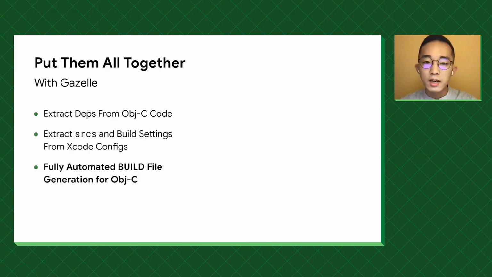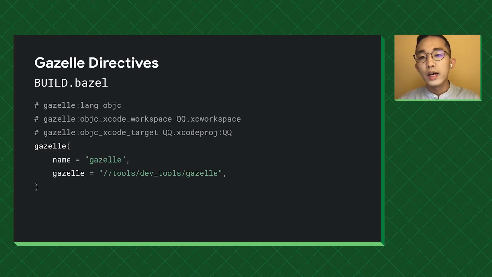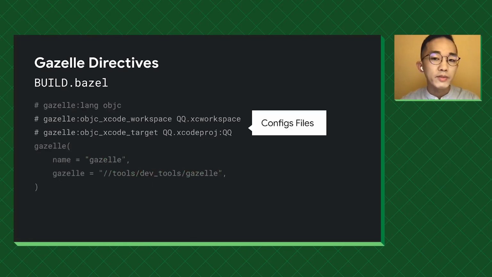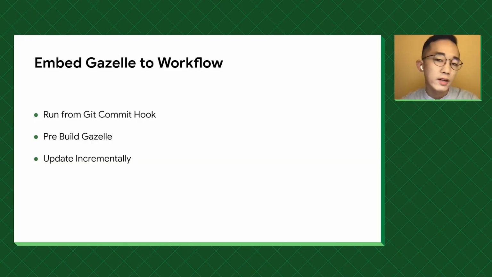We decided to extend Gazelle for Objective-C. Gazelle is a build file generator originally designed for Golang, but it can be extended to support arbitrary languages. As you can see, it's a simplified root build file. It has a Gazelle target, and one can use bazel run gazelle to generate build files for the entire workspace. We have extended Gazelle to take Objective-C related directives, so when running it, it will know which Xcode config file to use. Now all we need is to make sure that people run Gazelle after writing the code.